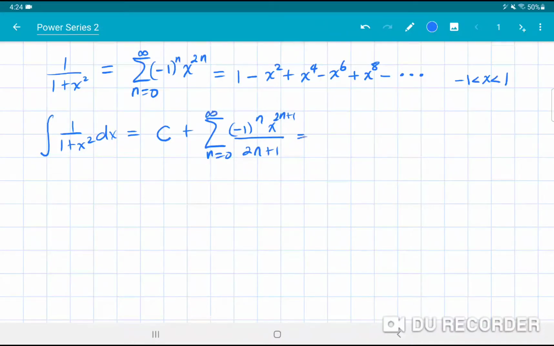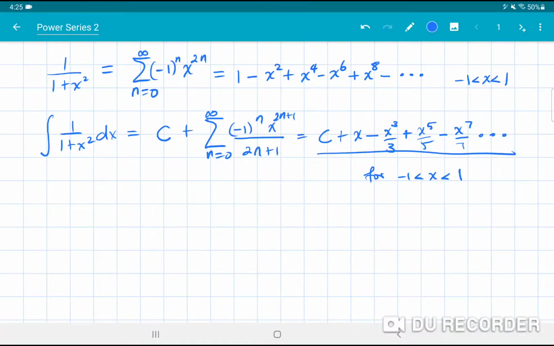If you want to see it in an expanded form, it's simply c plus, we're going to integrate this. So an integral of 1 is 1x, so you get x, minus x cubed over 3. That's the integral of x squared. Plus x to the fifth over 5. That's the integral of x to the fourth. Minus x to the seventh over 7. And so forth. That's what that is for minus 1 less than x less than 1. So this is in an expanded form, and this is just in the summation form. Okay? So that's what we get.